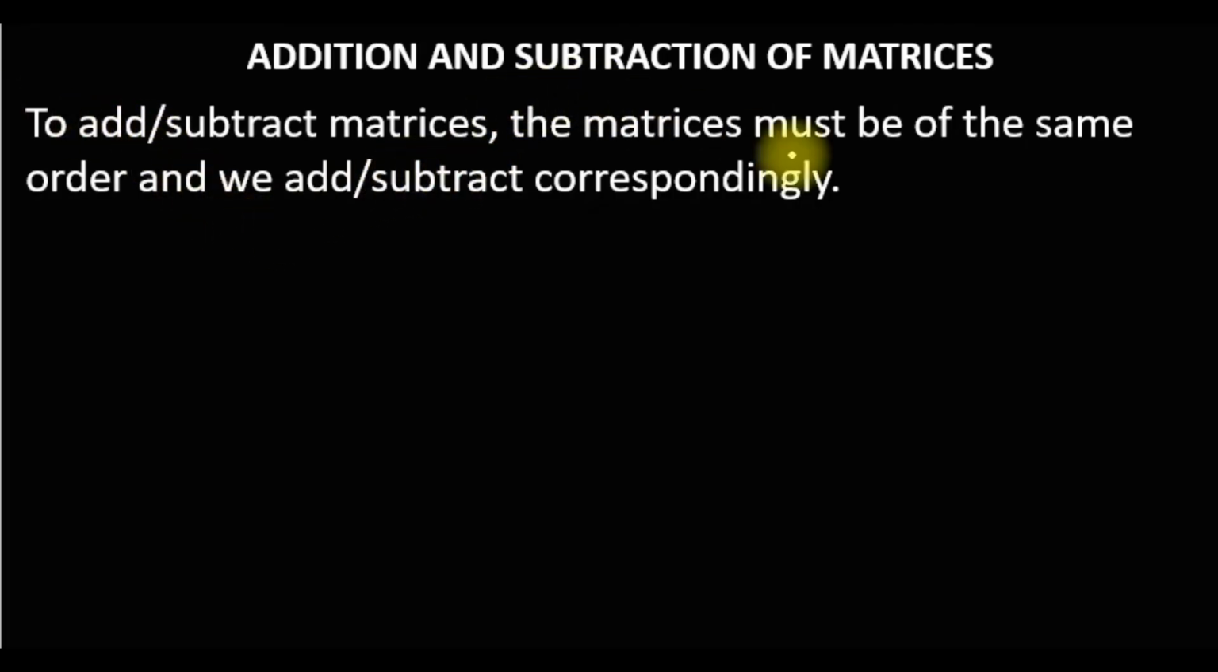So we're on addition and subtraction of matrices. To add or subtract matrices, the matrices must be of the same order. That is, they must have the same row and column. So, example, and when adding, you add correspondingly.